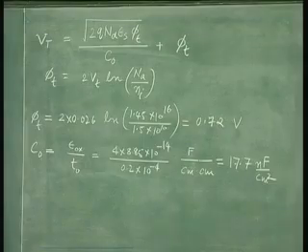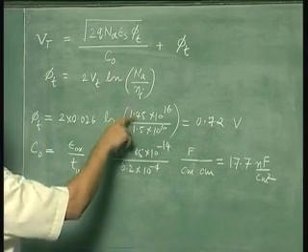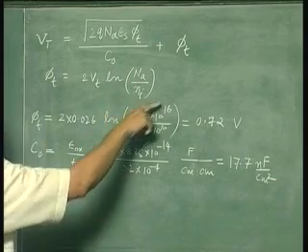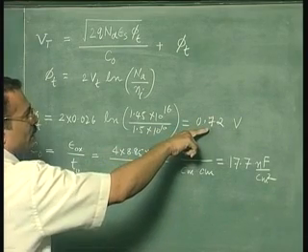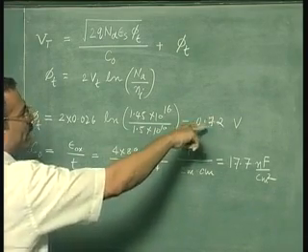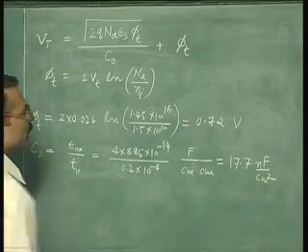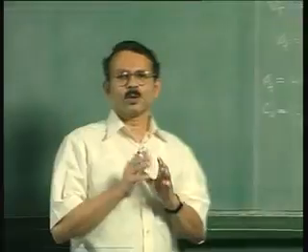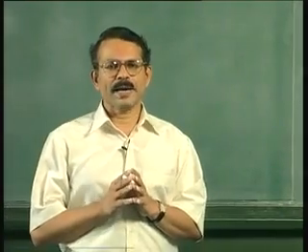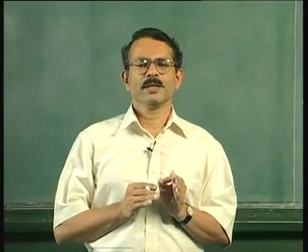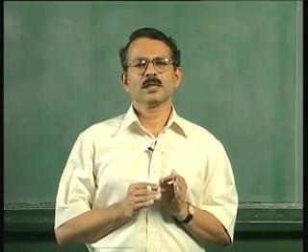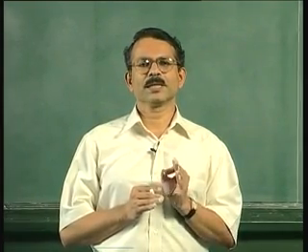Now please note that phi t is logarithmically dependent on the doping level here. So even if the doping level changes, the value of phi t does not change very significantly. You will find that it will remain between 0.6 and 0.8 volts, around that. So 0.7 is a good value to remember. Similarly, for C naught we find that for 0.2 micron thickness oxide, the capacitance is 17.7 nanofarad per centimeter square.